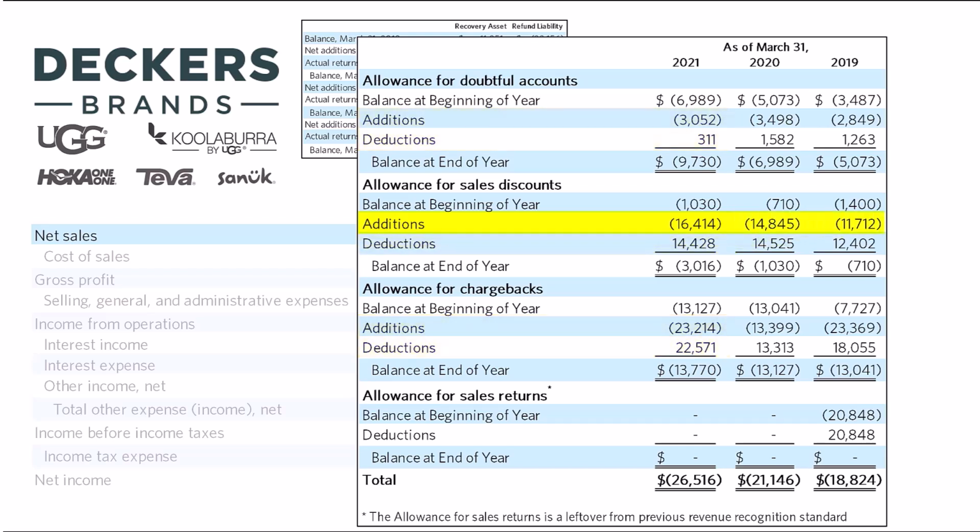One potential concern is that the allowance for discounts is growing. On the one hand, this could simply reflect sales growth. On the other hand, it could mean that customers are demanding more discounts, which could indicate that Decker's will have to lower prices in the future.